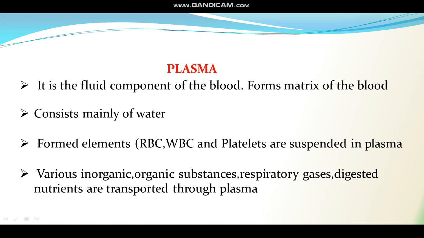Now moving to the next slide, plasma we have just discussed. It is the background substance of the blood. It is the matrix of the blood consisting mainly of water, and in the plasma are suspended RBC, WBC and platelets. Various inorganic and organic substances, respiratory gases and digested nutrients are transported through plasma in dissolved form.